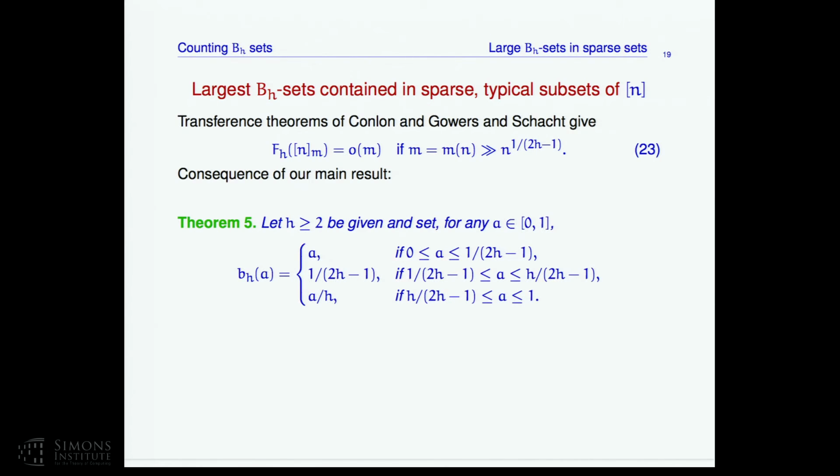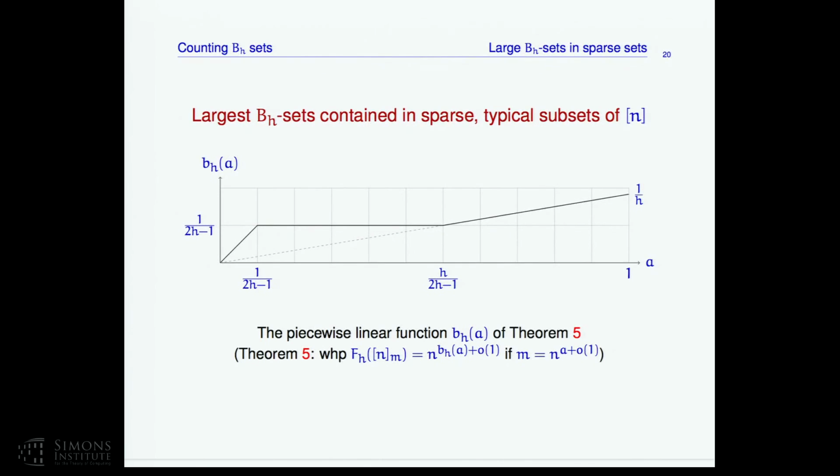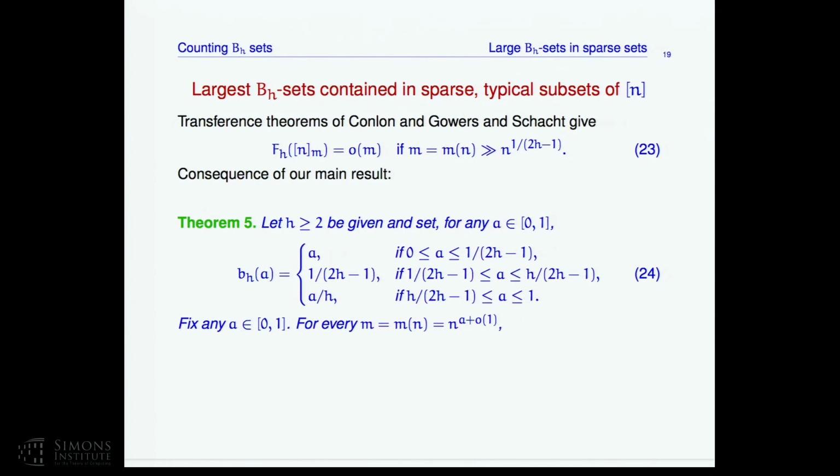And here's what we can say using these counting results. Now to say the result, I need to introduce some, let's start from the beginning. So again, h is fixed. And I have some piecewise linear function b_h of a. Let me show you the graph of this piecewise linear function. It's here. So it's a piecewise linear function with three pieces. This 1 over 2h minus 1 is the exponent of n that showed up quite a lot so far.